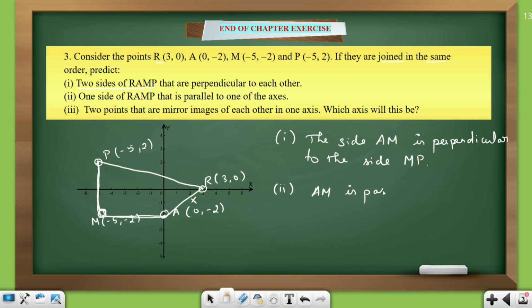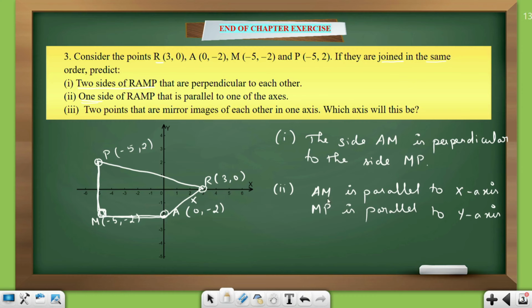Since the question asks us to find only one side which is parallel to one of the axes, we can finish with this. But there is another side, MP, which is parallel to the y axis. Suppose the question is to find the two sides of the ramp which are parallel to the axes, then you can say that AM is parallel to the x axis and MP is parallel to the y axis.